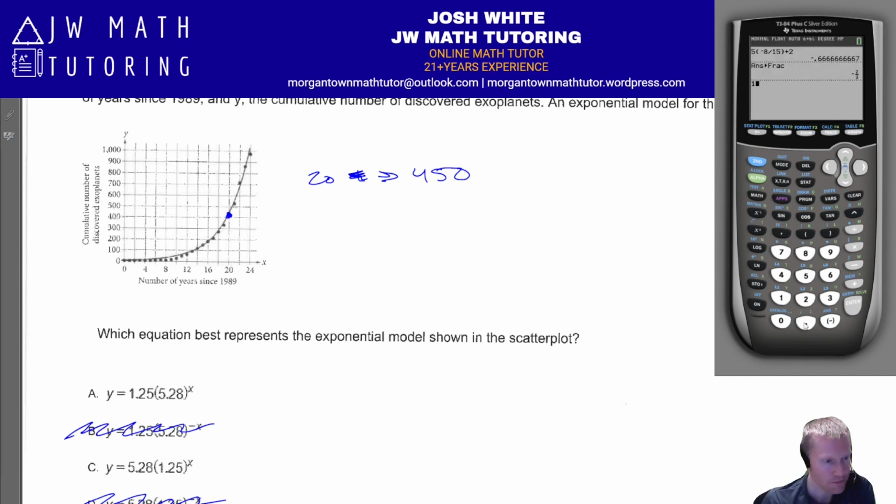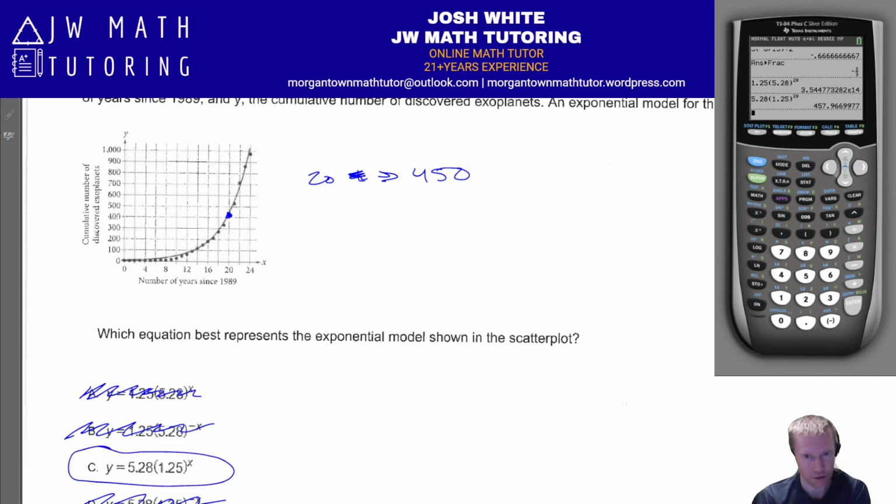So the first one, A, 1.25 times 5.28 to the 20th power. Okay, that is a gigantic number, 3.54 times 10 to the 14th, so that appears to be wrong. It looks like C by process of elimination, but let's double check. I have 5.28 times 1.25 to the 20th power. All right, 457.96. That's pretty close to 450. Therefore, the correct answer is letter C.